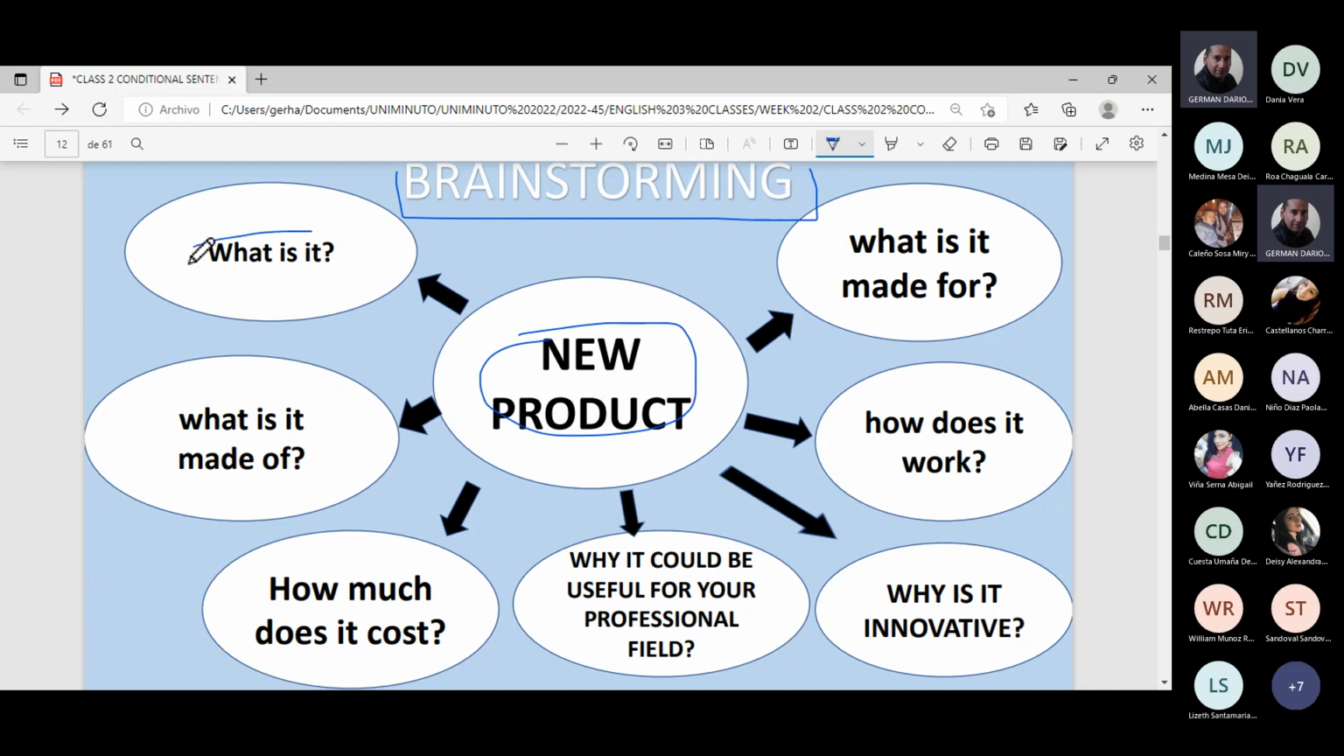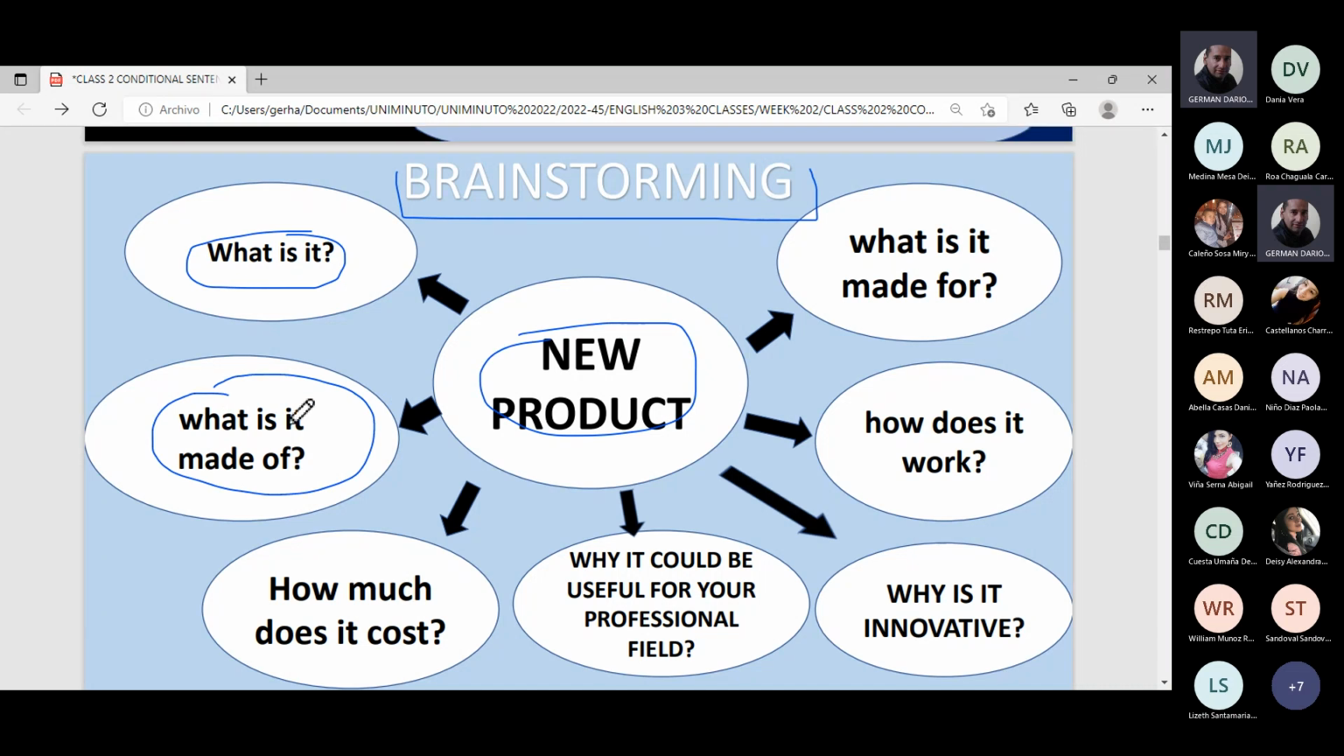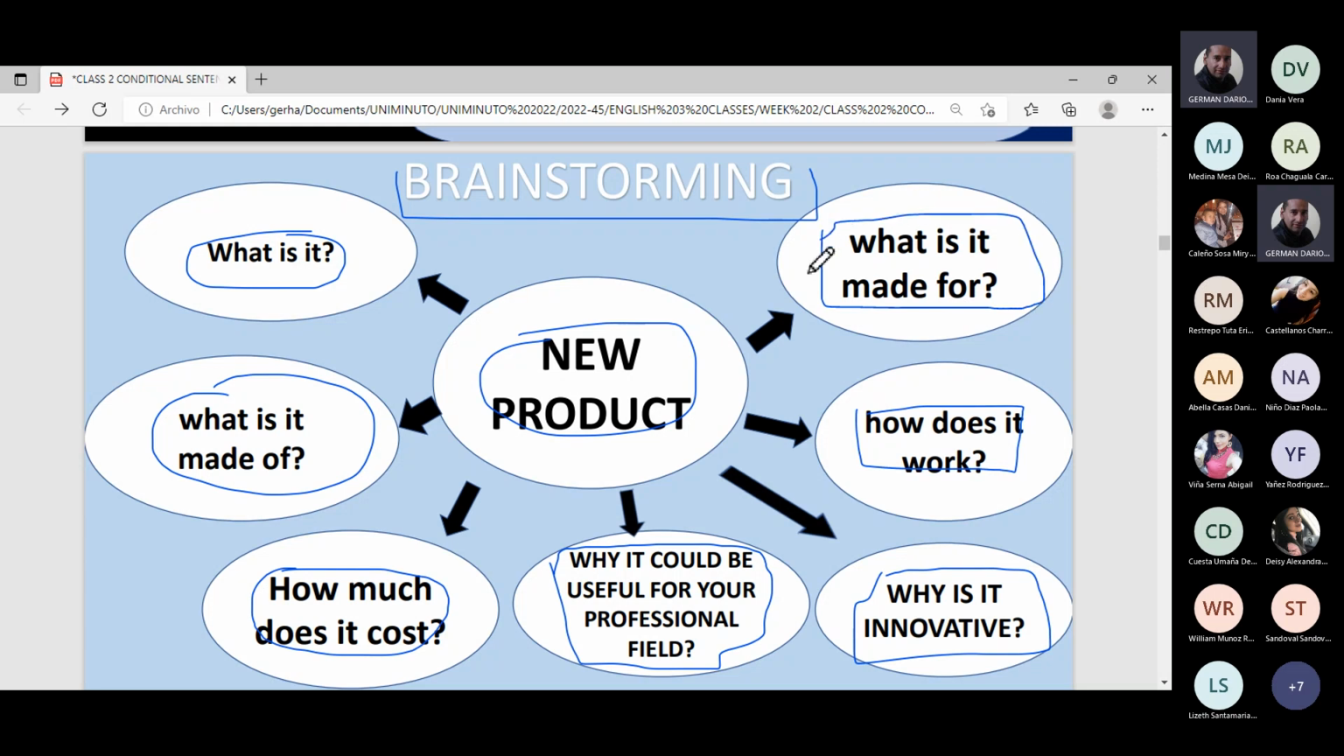And you are going to think, what is it? ¿Qué es? What is it made of? ¿De qué está hecho? How much does it cost? ¿Cuánto creen que costará su producto? Why could it be useful for your professional field? ¿Para qué será útil? Why is it innovative? ¿Por qué usted considera que es innovador? How does it work? ¿Cómo funciona? And what is it made for? ¿Y para qué lo hizo? Yes. So the idea is that we are going to think about all those aspects before creating our project or our invention.